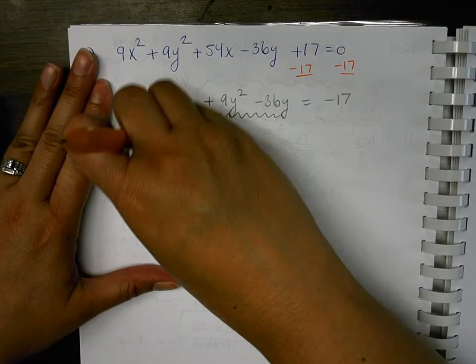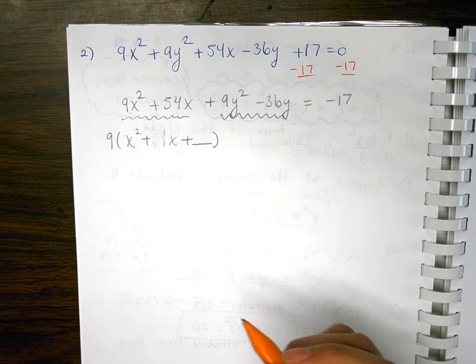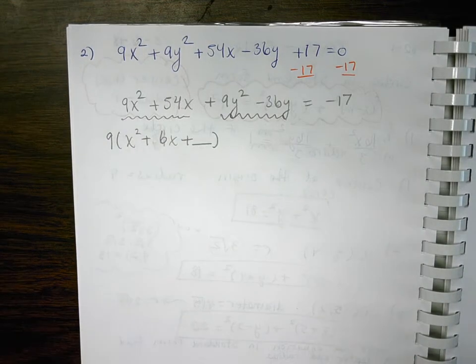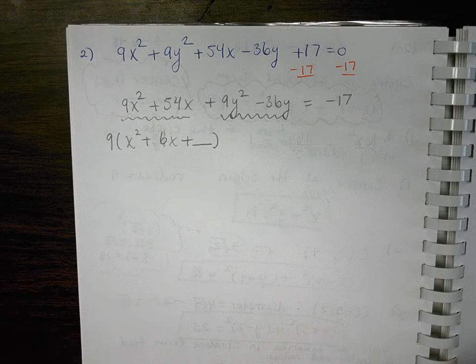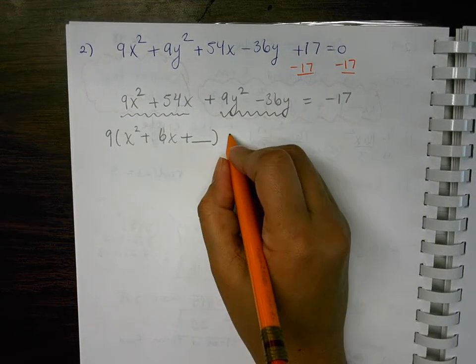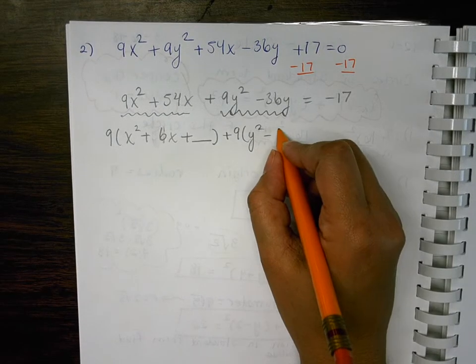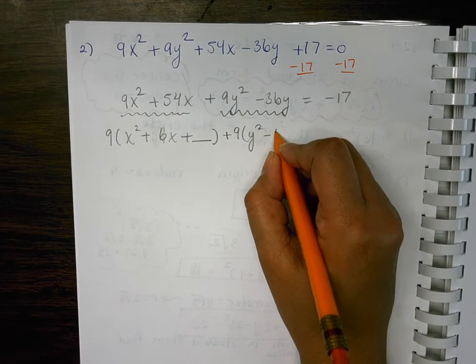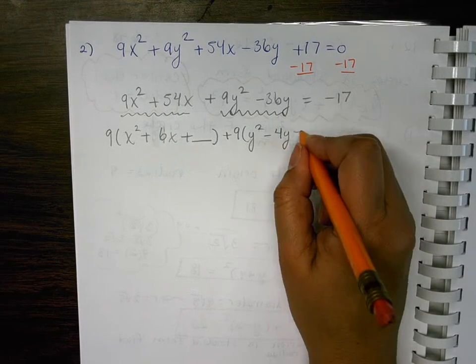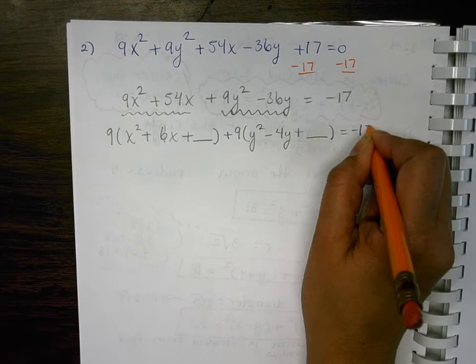9 times what is 54? 6. All right. The question was, should we take out an x? I'm taking out just my coefficient of 9, not the x. Why not the x? So that we can complete the square. We need the x's in there, the x squared and the x, to complete the square. All right. So far, so good. What am I going to take out of this next piece here? A 9. Y squared minus 4y plus blank equals negative 17.